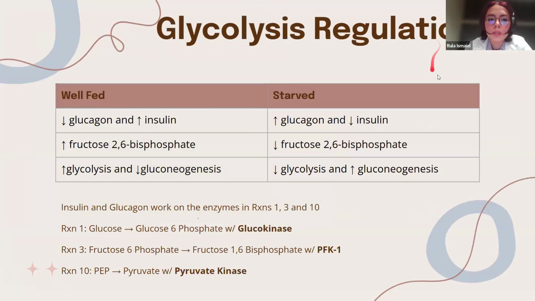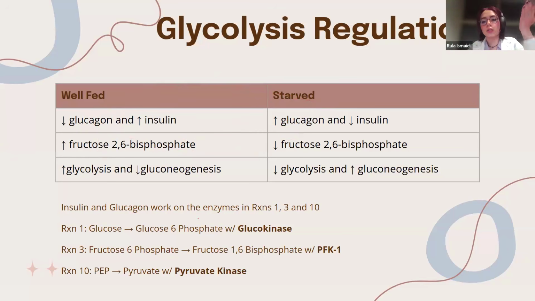Glycolysis regulation in the well-fed state and the starved state. Well-fed, you just had a meal, you're good, and starved when you haven't had anything. Now, well-fed: decreased glucagon, increased insulin, and that increases fructose 2,6-bisphosphate. It all goes back to the earlier slides I just mentioned. Remember how I said insulin activates PFK2 to make fructose 2,6-bisphosphate? That's how you link things together.